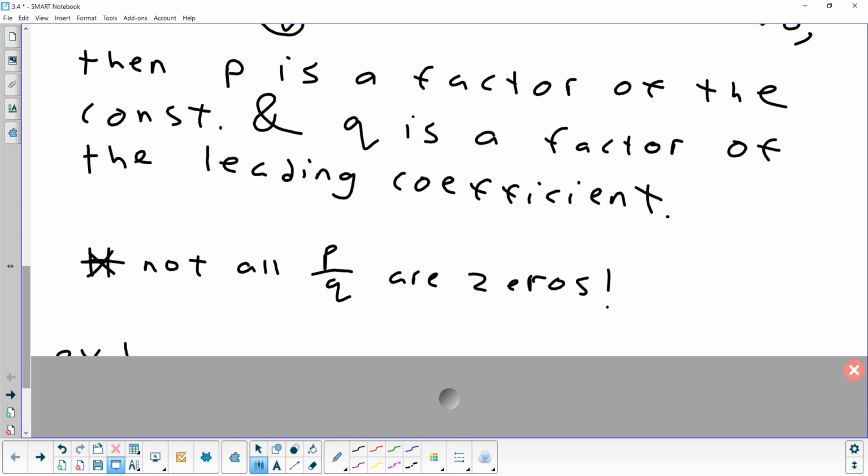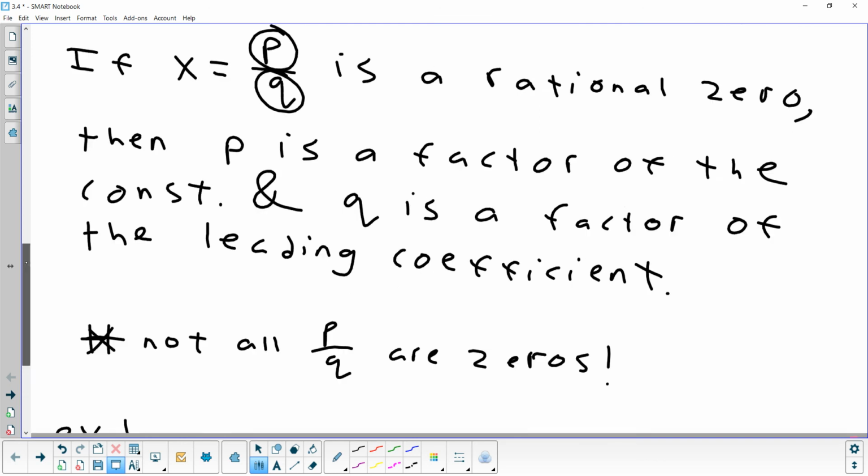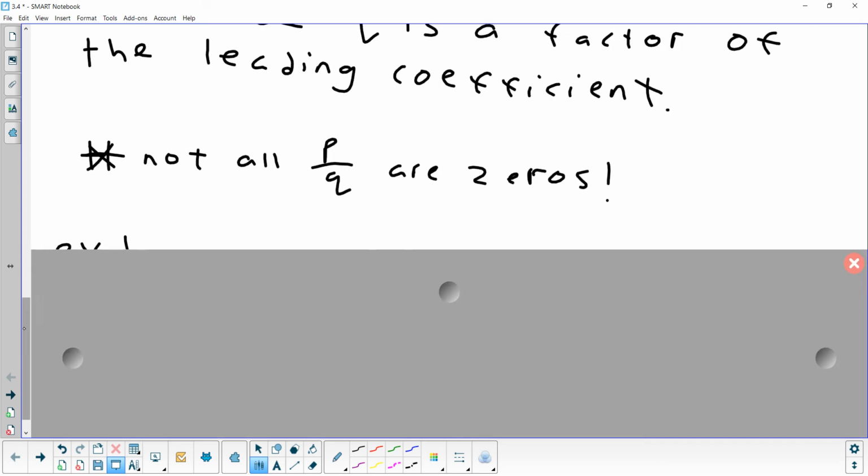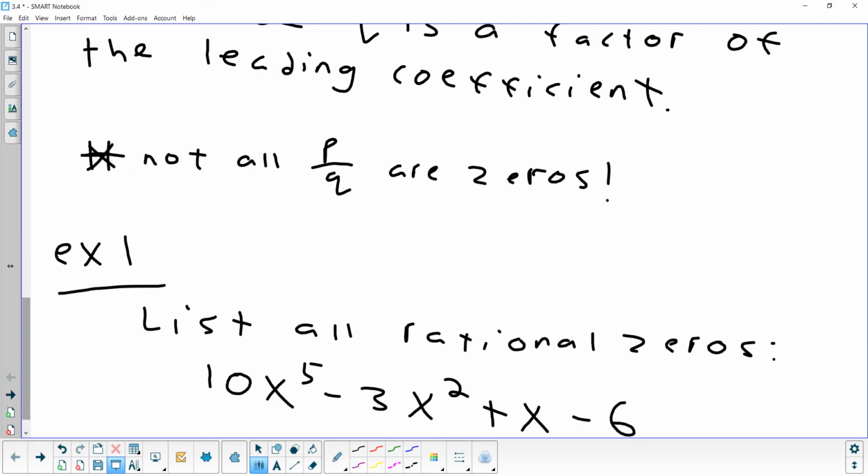So what we're going to do in the first problem is just go through and list what the possible rational roots could be. We're not even going to narrow down which ones they actually are. We're just going to write what they could be according to this theorem. So here is our polynomial, and I want to make a list of all the possible rational roots.